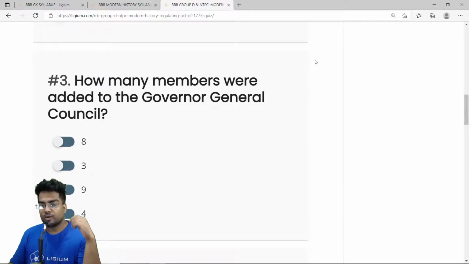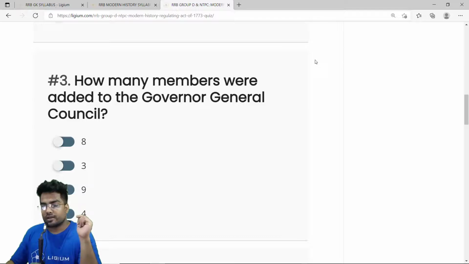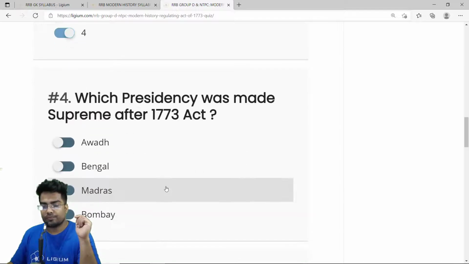How many members were added to the Governor General Council? One of the conditions to regulate the East India Company was that there will be a Governor General, and he will be assisted by a council, and these council members will be 4. There will be 4 council members. So the correct answer is option D, 4.